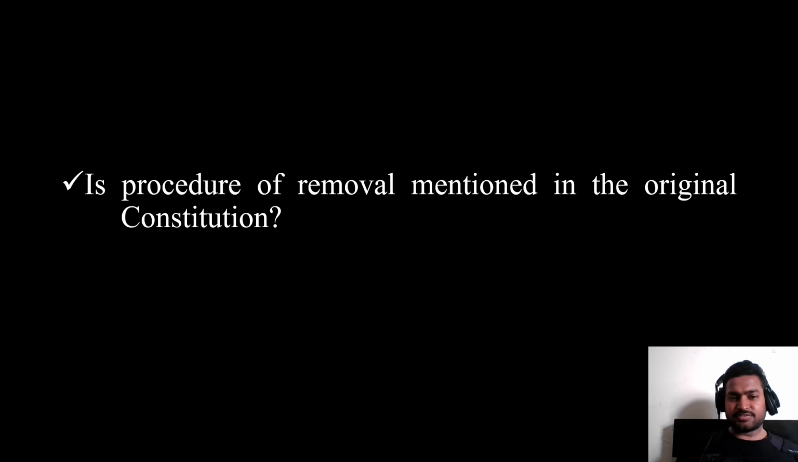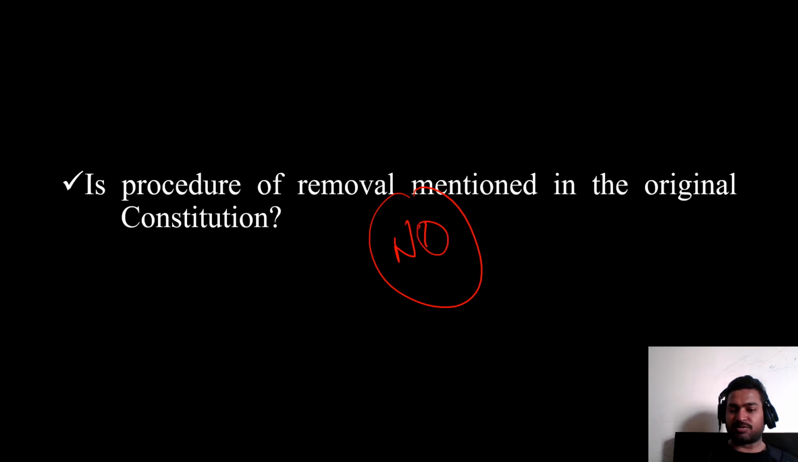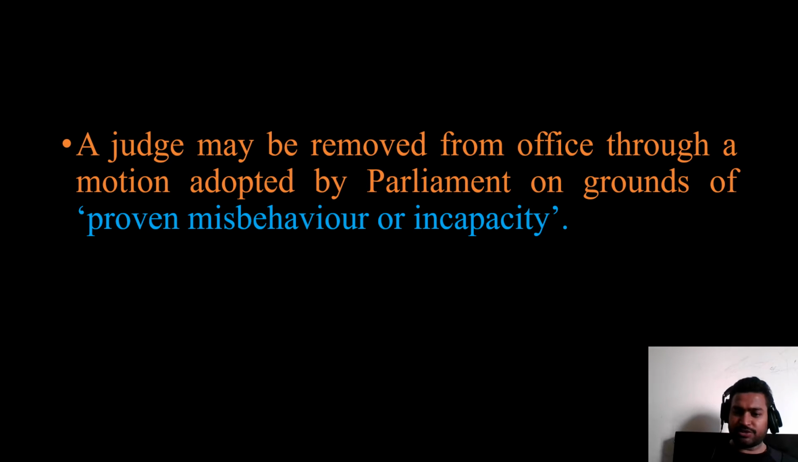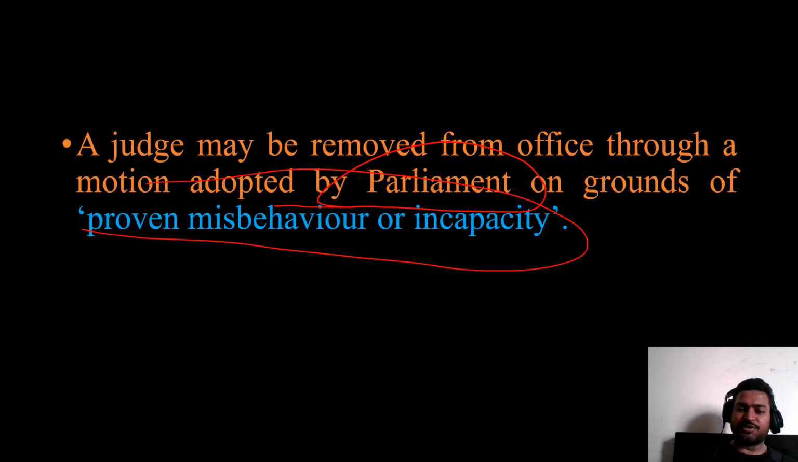So we'll try to understand the first, the constitutional provisions. As you could see on the screen, is this procedure of removal of judges mentioned in the constitution? The answer is no. The original constitution does not have provisions with respect to the removal of judges. However, a judge may be removed from office upon a motion adopted by parliament on the grounds of proven misbehavior and incapacity. These are the constitutional provisions with respect to the removal of judges.